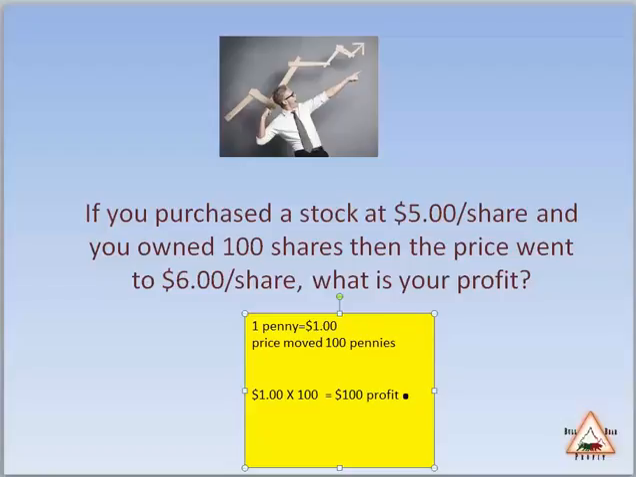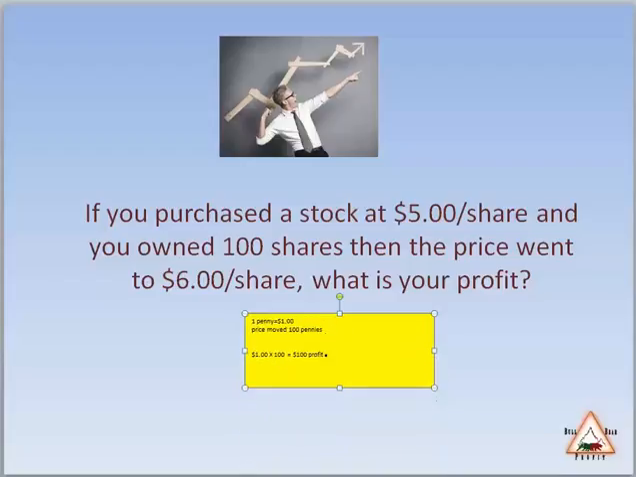Another way to look at it. 1 penny is equal to $1, based on what we've learned from the last slide. And the price moved 100 pennies because it went from 5 bucks to 6 bucks. It's 100 pennies. It went $1. So $1 times 100 is $100 profit. All right, we'll move on.